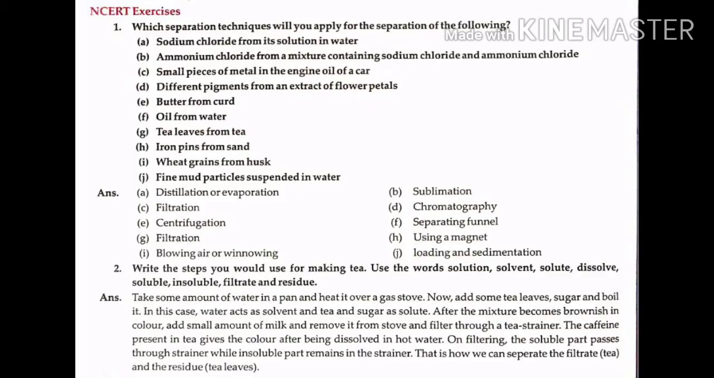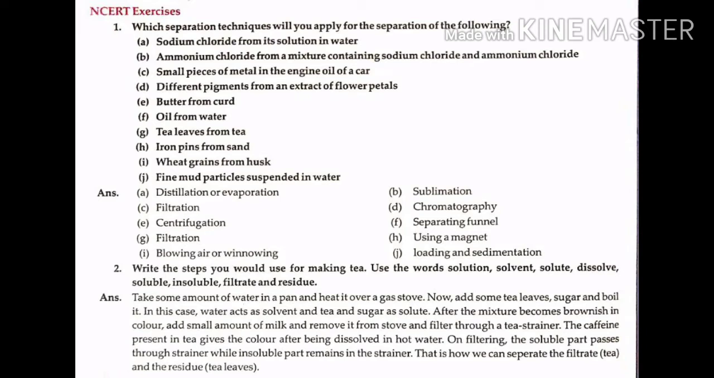Page number 28, question answers. Question number 1. Which separation techniques will you apply for the separation of the following? A. Sodium chloride from its solution in water. B. Ammonium chloride from a mixture containing sodium chloride and ammonium chloride.